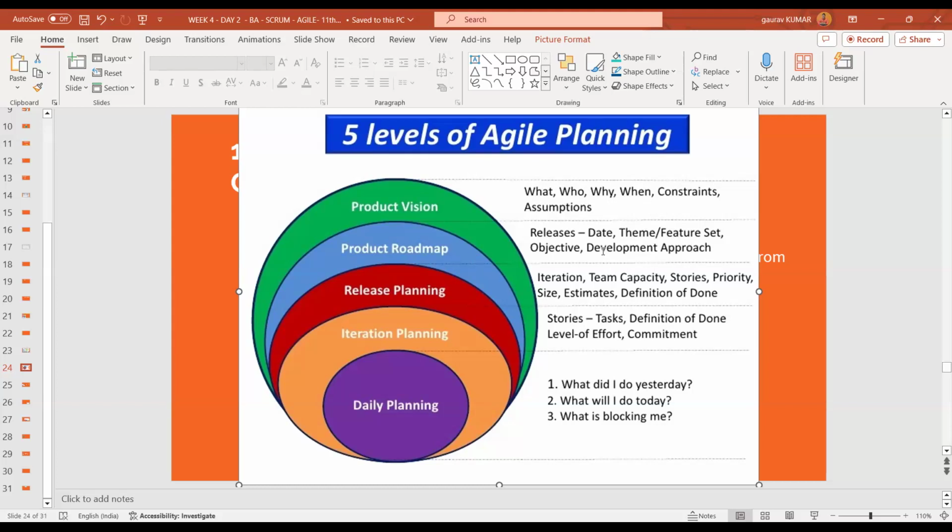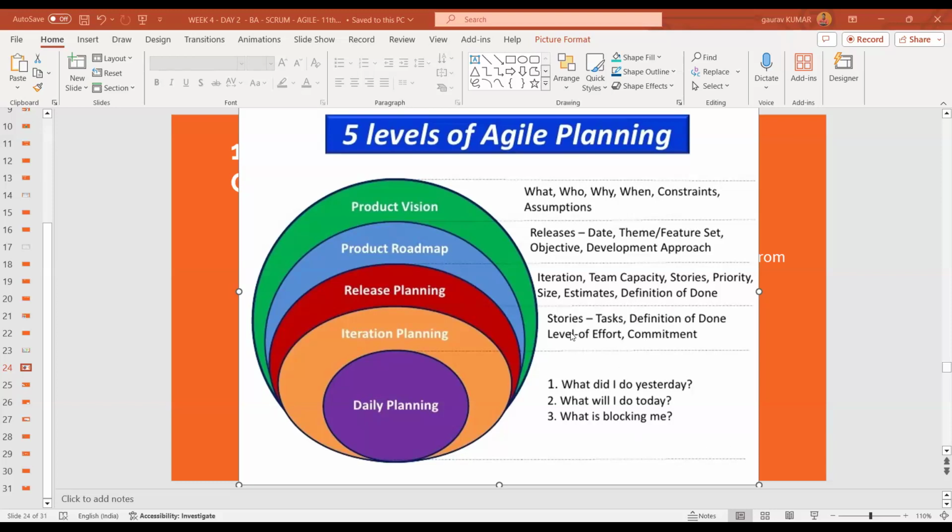With the roadmap, you are completing the dates, theme, feature set, and objective, and you decide here the development approach while you are declaring the milestone. In the release planning, you talk about the iteration, capacity of team, and all the stories which are involved, and you prioritize and talk about the size and estimation and definition of done of it.